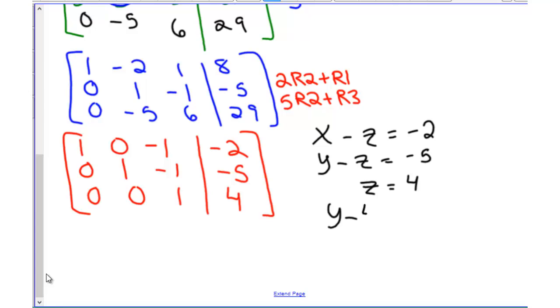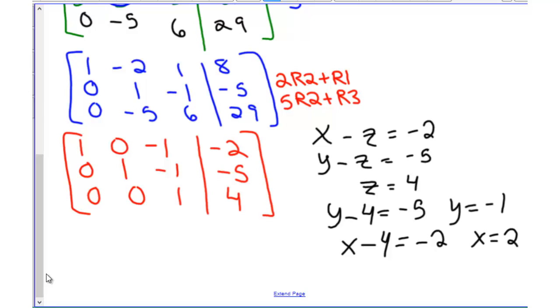So y minus 4 equals -5. You just add the 4 over and get y equals -1. And then the top equation, x minus z, which is 4, equals -2. So you add the 4 over and get x equals 2. So that's the point 2, comma, -1, comma, 4.